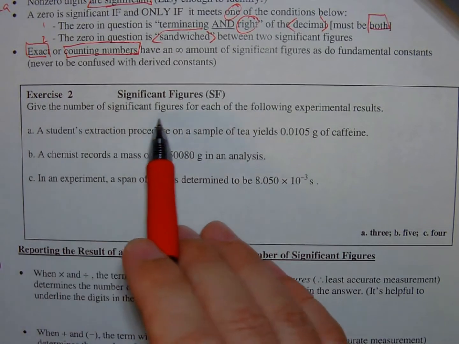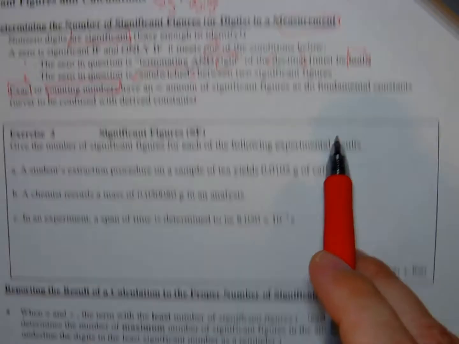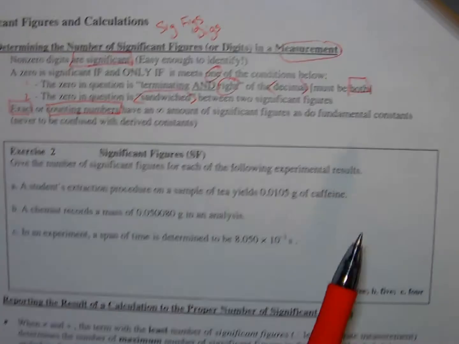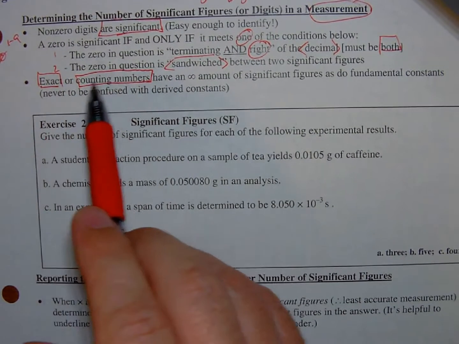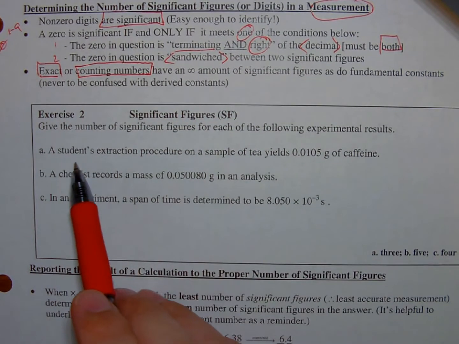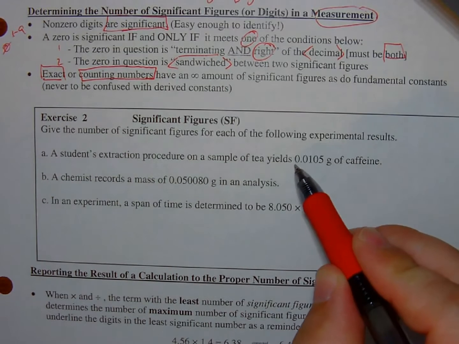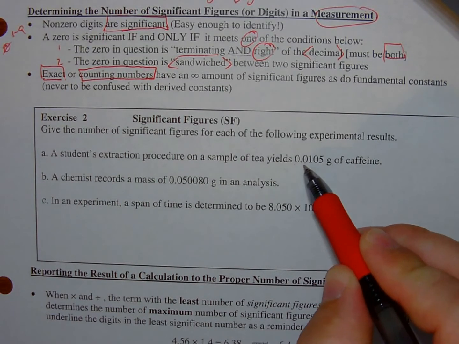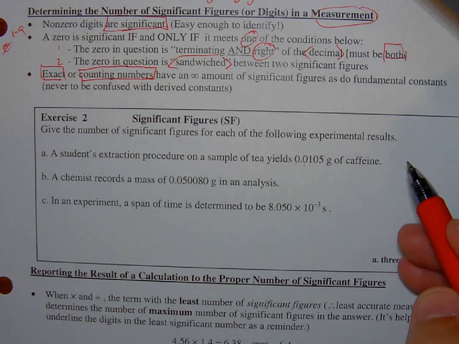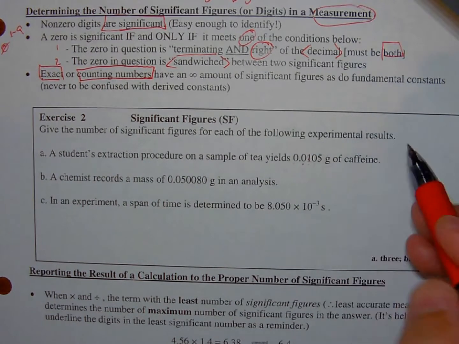Give the appropriate number of significant figures for each of the following experimental results. So this is an experimental result. It is a measurement, which tells us it's not an exact number or a counting number, so we're going to have to count the number of significant figures. A student's extraction procedure on a sample of tea yields 0.0105 grams of caffeine. Now, I'm going to start with these two non-zero digits.